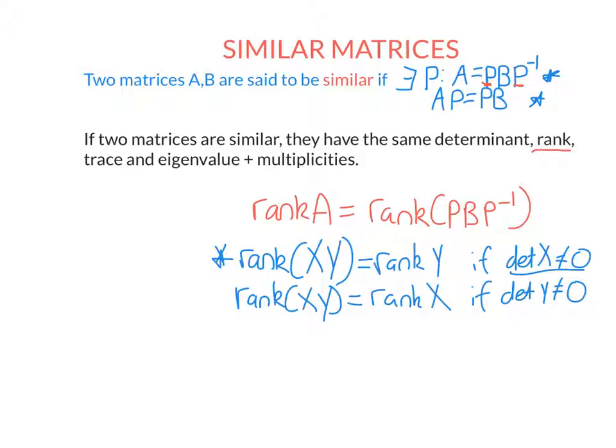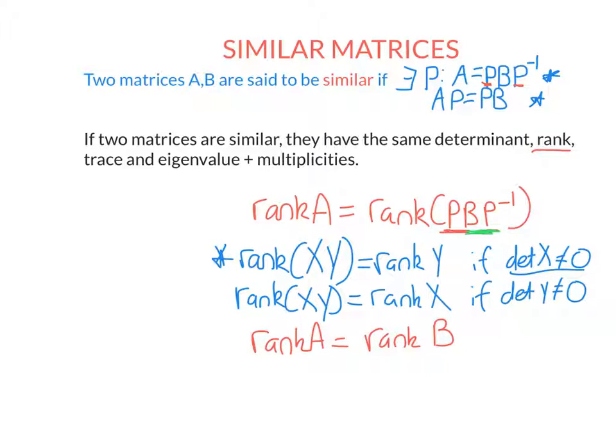So obviously in our original equation, P is invertible because it has an inverse. So using the facts in blue, the rank of PB is just the rank of B, because P is invertible, and the rank of B times P inverse will be the same as the rank of B, because P inverse is invertible. So that's how we get rank A equals rank B. If two matrices are similar, then they have the same rank.